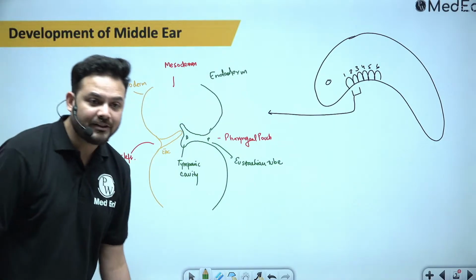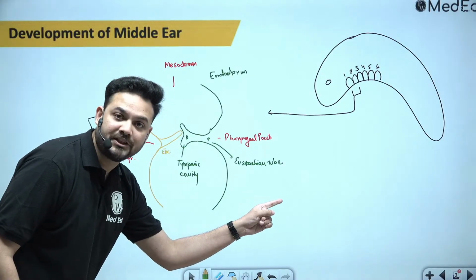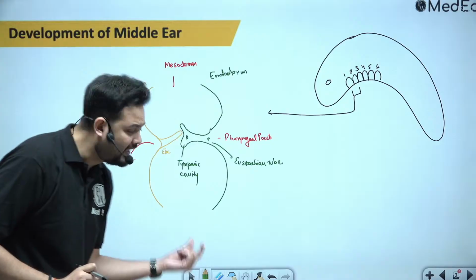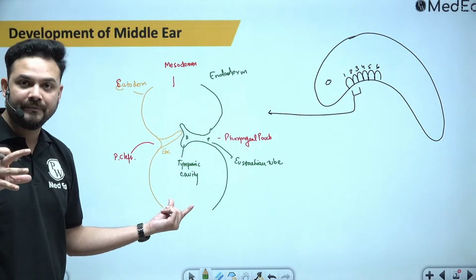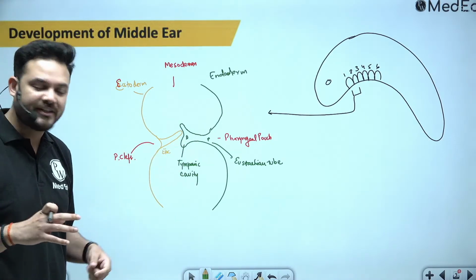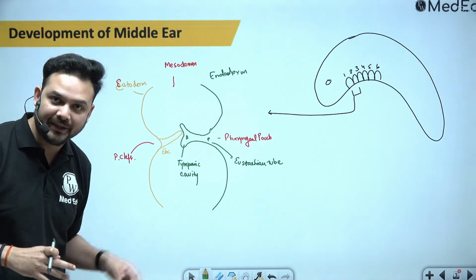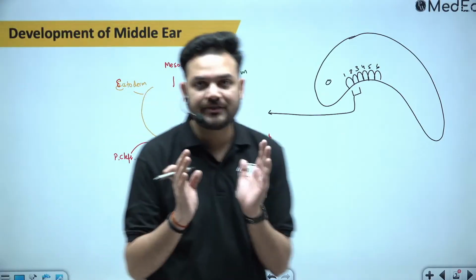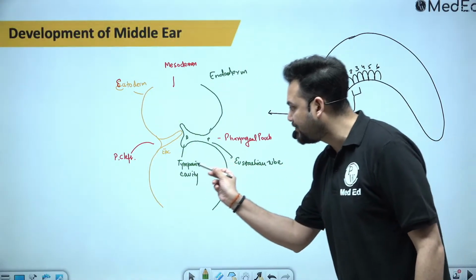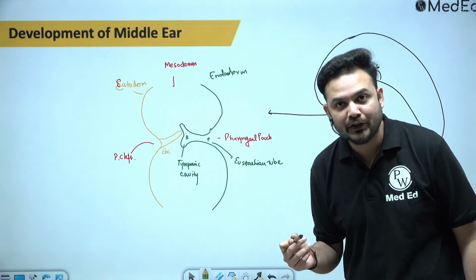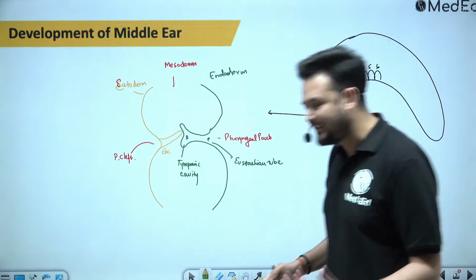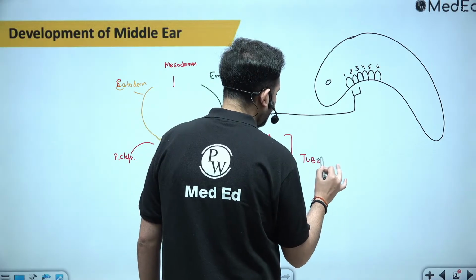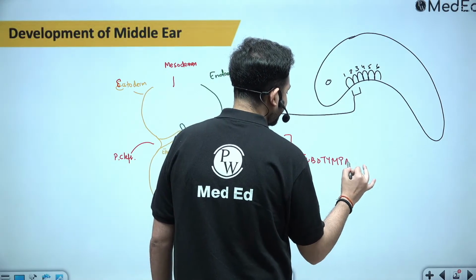So the proximal portion of this first pharyngeal pouch makes the eustachian tube. The distal portion, the expanded portion of this invagination of the first pharyngeal pouch, makes the tympanic cavity, or the future middle ear cavity. Now we have to give a name to this structure. It is forming a tube and the middle ear cavity or the tympanum. So we call this invagination by a fancy name: tubo-tympanic recess.